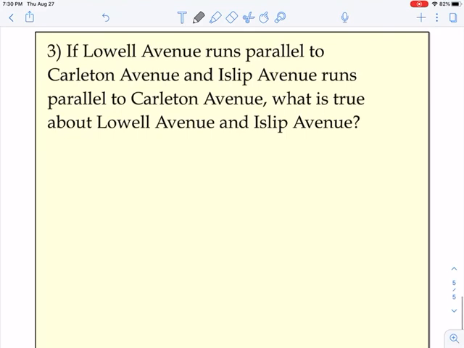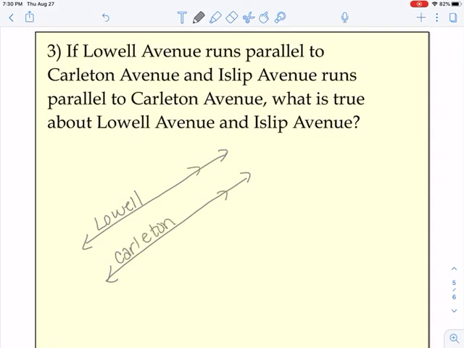Okay, if Lowell Avenue runs parallel to Carlton Avenue and Islip Avenue runs parallel to Carlton Avenue, what is true about Lowell Avenue and Islip Avenue? Okay, it always helps to draw a picture here. Sometimes these problems can get a little wordy, so just draw a picture. So Lowell Avenue is parallel to Carlton Avenue. So let's say that that is Lowell. And that's going to run parallel to Carlton. Okay, those two are parallel.